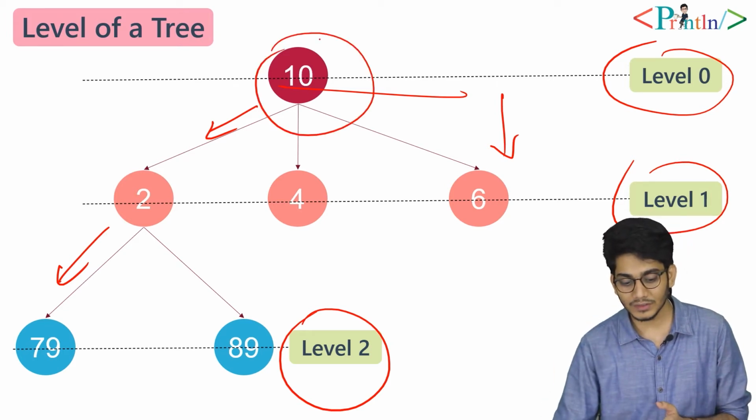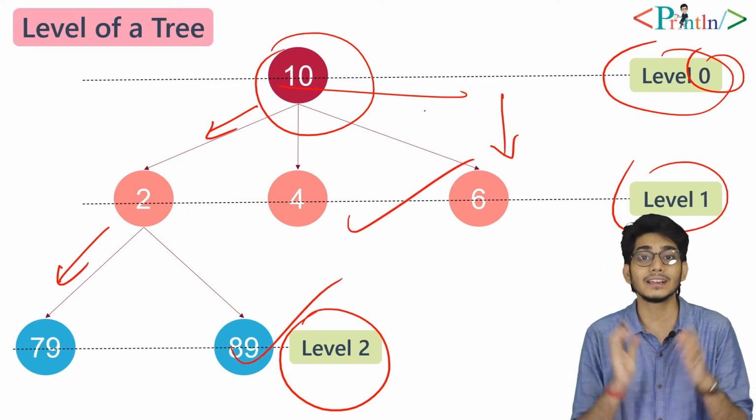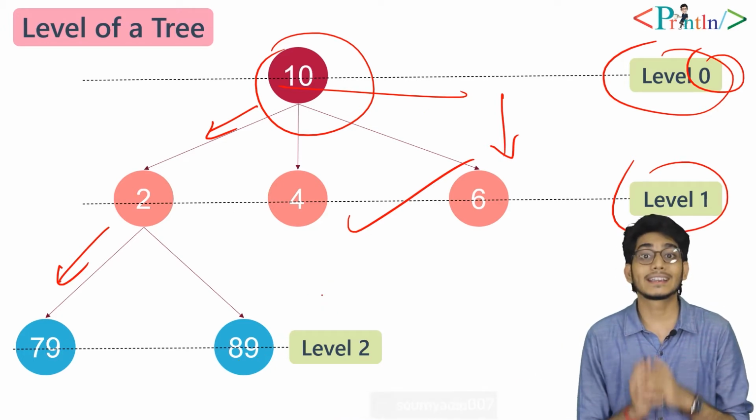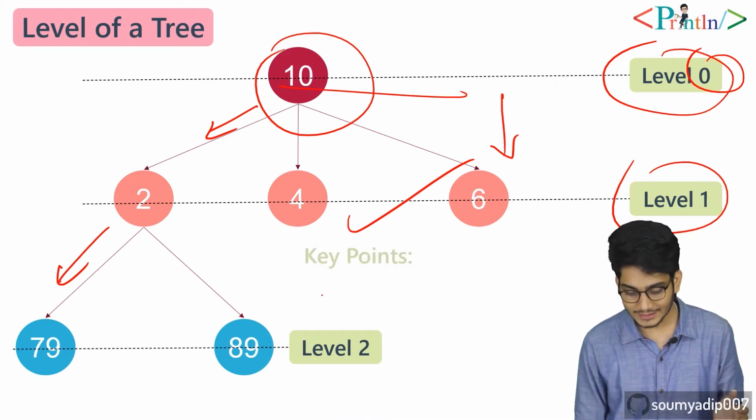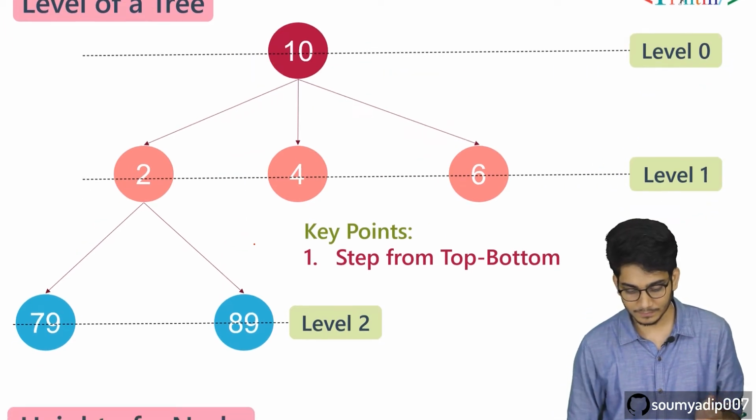So what is the level of the root node? That is 0, this is 1 and this is 2. So this is how we can determine the level of a tree. What is the key point of the level? As I have already discussed, we have to go from top to bottom.